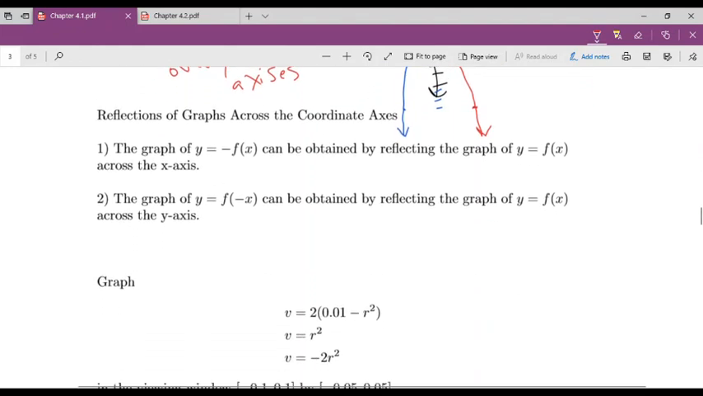Alright, so reflections of graphs across the coordinate axes. This is the technical definition here. It says the graph of y equals negative f of x can be obtained by reflecting the graph of y equals f of x across the x-axis. So if you put a negative out front of this f of x function, you wind up reflecting it across the x-axis. Okay.